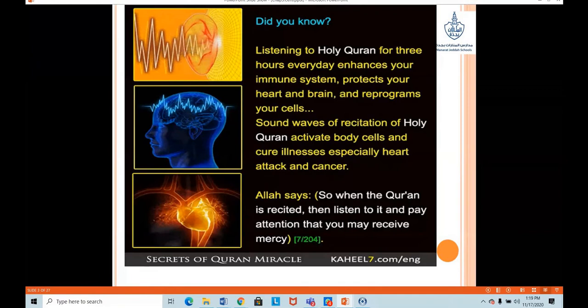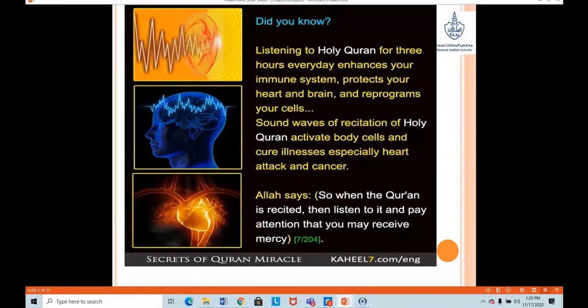So let's start with the verse from the Quran, which is related to the cells, as to how the cells get activated. Whenever we are listening to the Holy Quran, our body cells get activated. Okay, and if there is any illness or any medical condition, that will be healed, especially when we are concentrating and listening to the Quran.